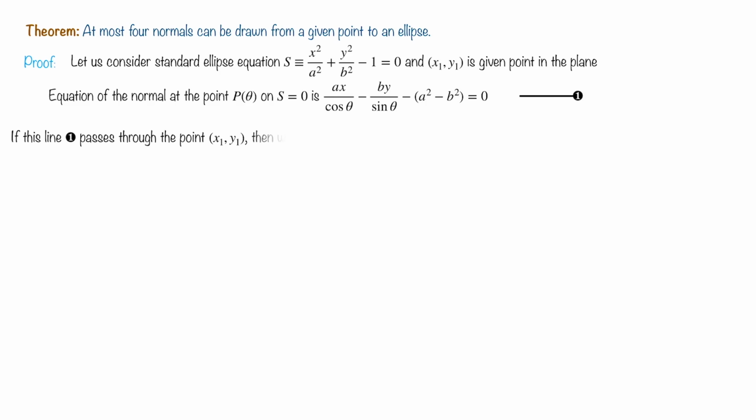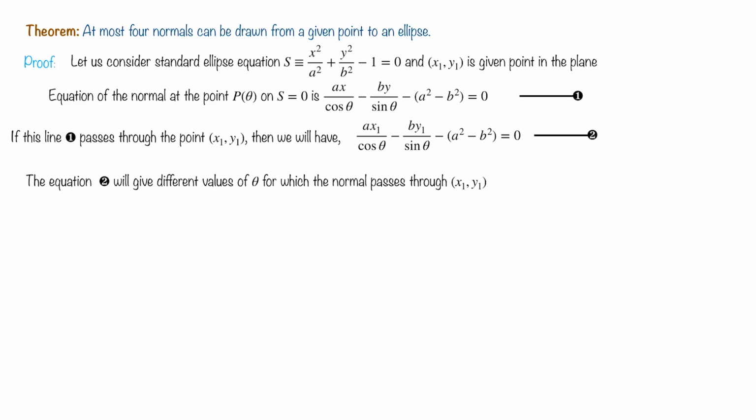If this line 1 passes through the given point (x1, y1), then we should have this relation, which is a trigonometric equation, because the ellipse is given, so we know a and b, and the point is given, so we know x1, y1. The only unknown here is theta. Let me call this one 2. This equation 2 will give different values of theta for which the normal passes through the given point (x1, y1).